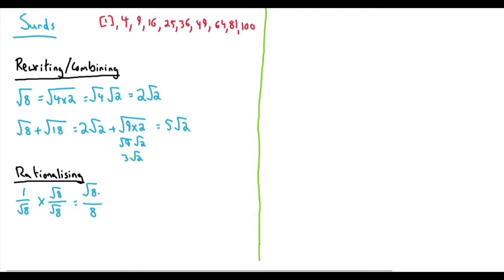This here, the root 8, as we know, can be rewritten as 2 root 2, so 2 root 2 over 8. And the 2 and the 8 here can simplify slightly to get root 2 over 4.